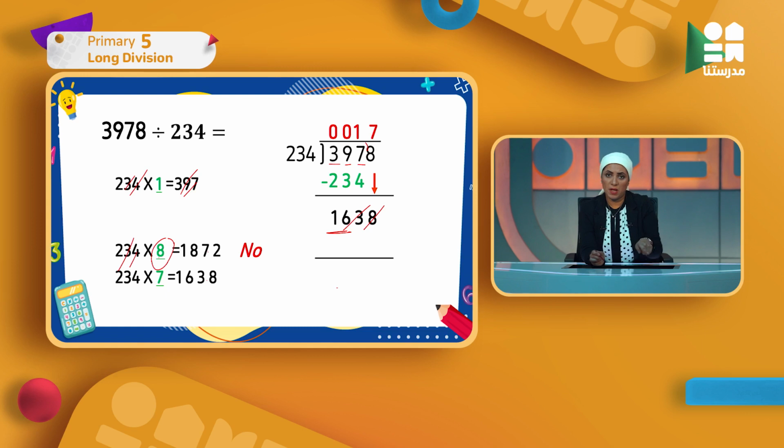Second step I multiplied by 234. It will give me 1638 minus each other. دي تالت خطوة. Then the answer will be 4 zeros or a 0. 8 minus 8, 3 minus 3, 6 minus 6, 1 minus 1. It will give me a big 0. Okay? So now my answer is 17.